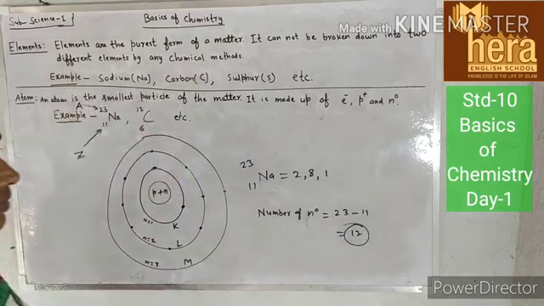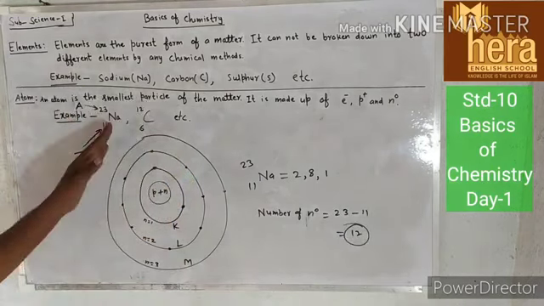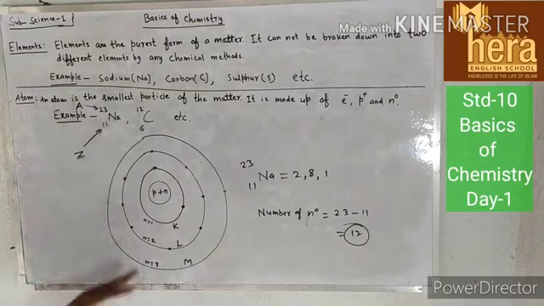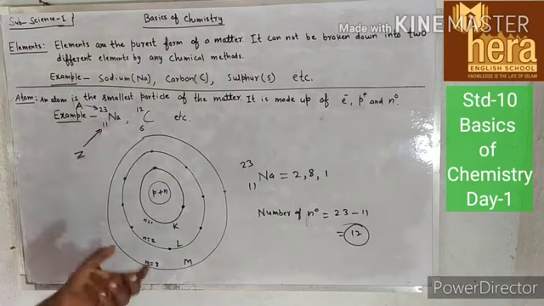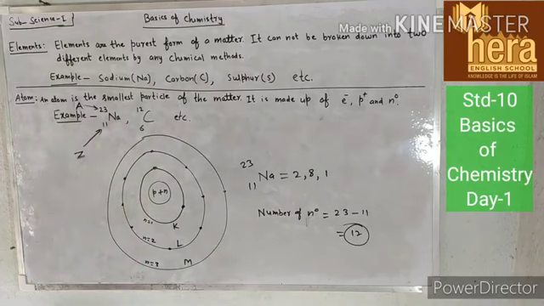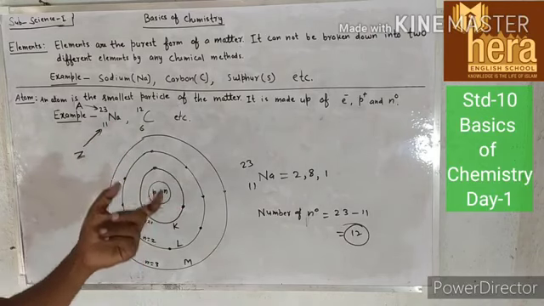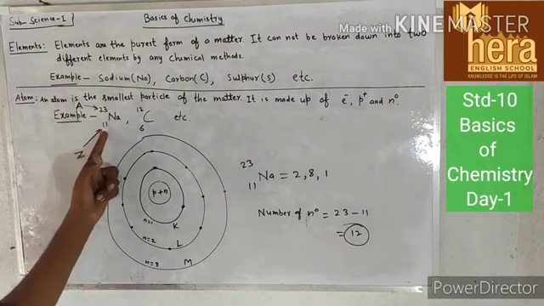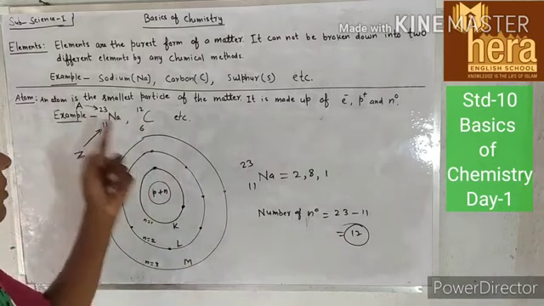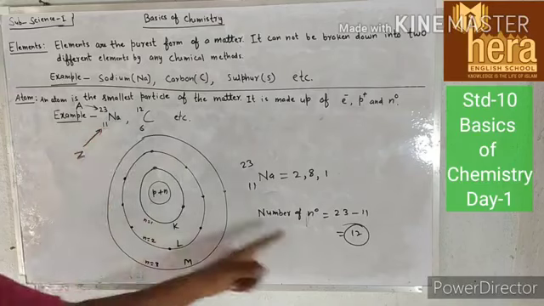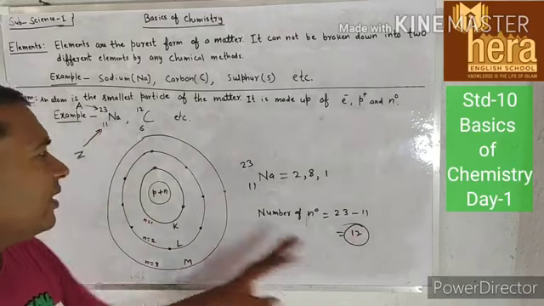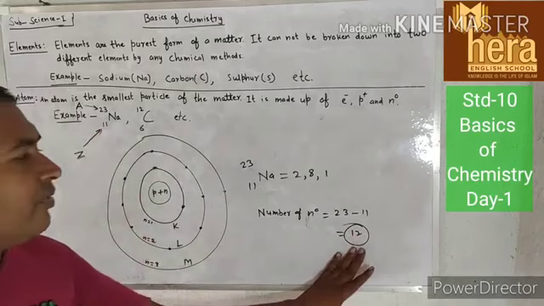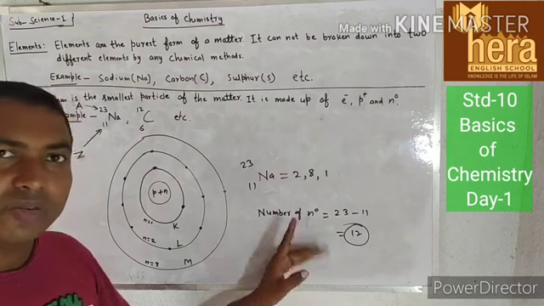It means in case of sodium atom, the number of electrons is equal to 11. The number of protons is equal to 11. But the number of neutrons will be 23 minus 11, that is equal to 12. In case of sodium atom, there are 12 neutrons. Okay.